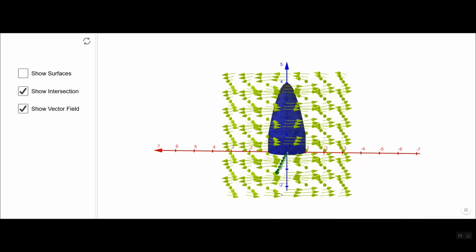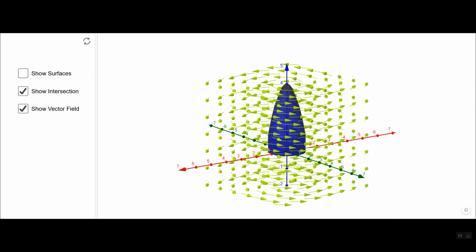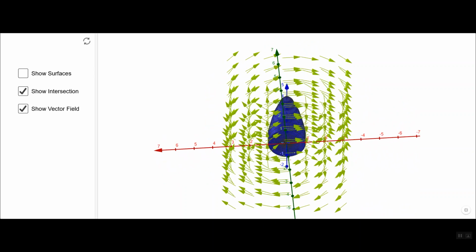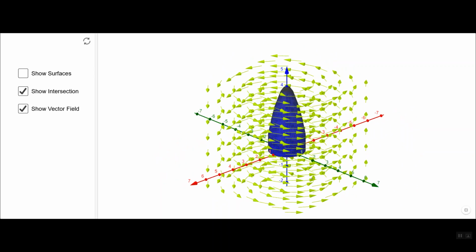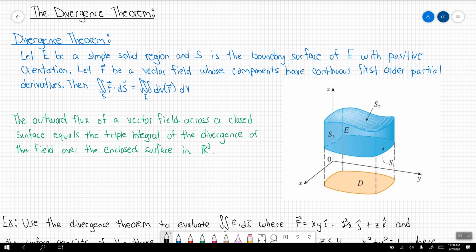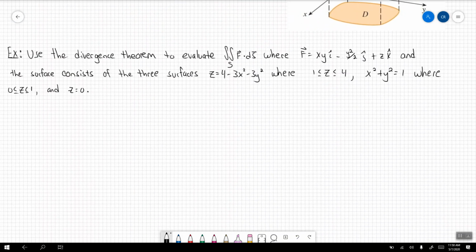Alright, so this is what we're doing in this particular section. We're working with the divergence. Now that you have more of an illustration of what we want to see and what we're observing here, let's go back and start with our calculations on an example. Alright, so now we're back. Let's go ahead and work on this example.